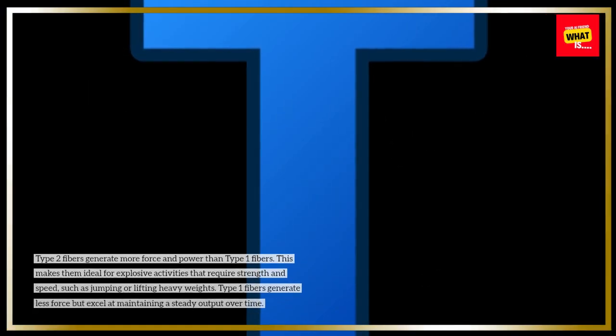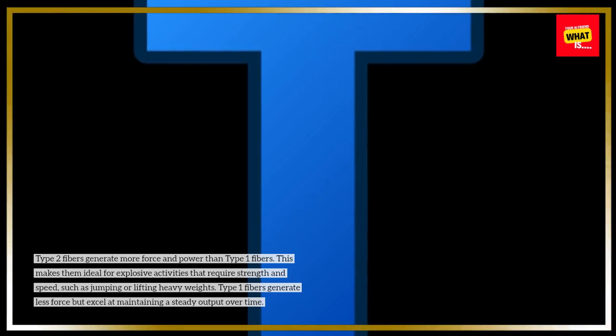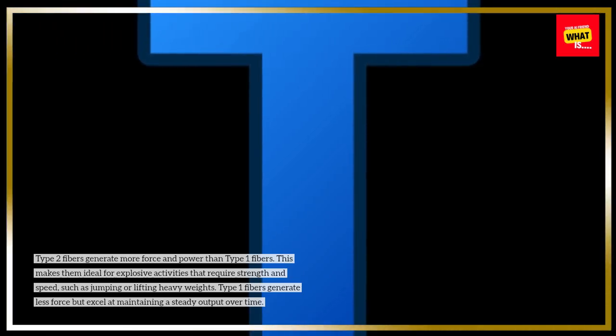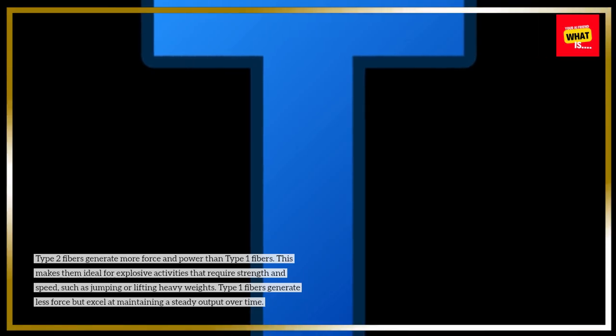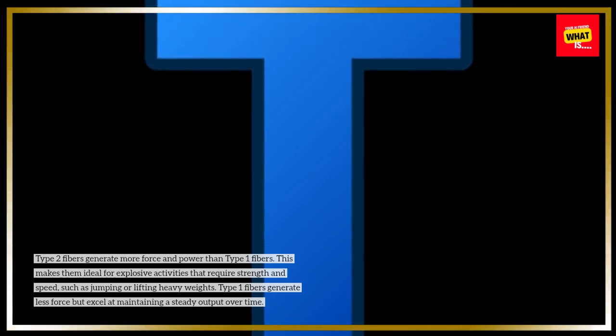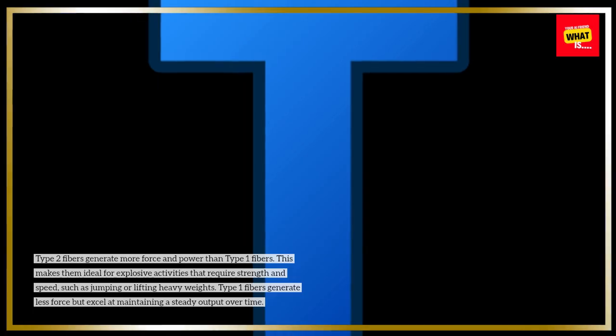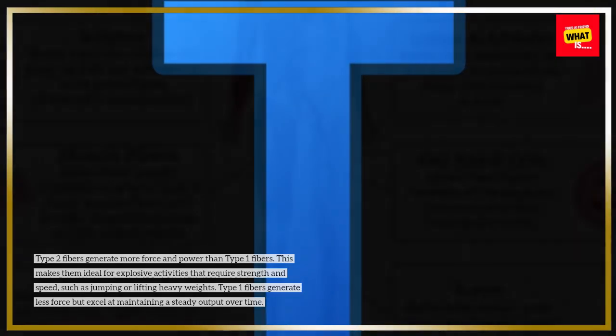Force generation and power. Type 2 fibers generate more force and power than Type 1 fibers. This makes them ideal for explosive activities that require strength and speed, such as jumping or lifting heavy weights. Type 1 fibers generate less force but excel at maintaining a steady output over time.